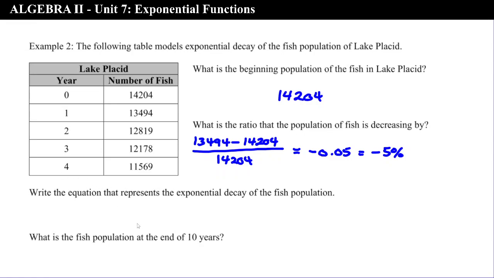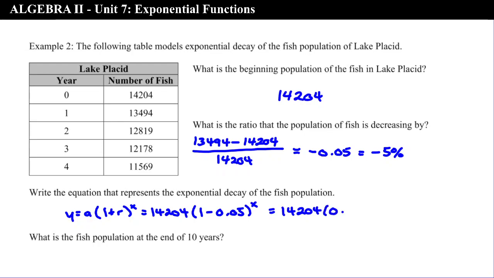So let's write an equation that represents the exponential decay. We have y equals, just to give you a reminder of what the form is, a times 1 plus r to the x. A here is our initial value, which is 14,204. R is going to be negative 0.05, and then we have to the x. And we can simplify this down a little bit, again, in the parentheses. 1 minus 0.05, that's going to give us 0.95.